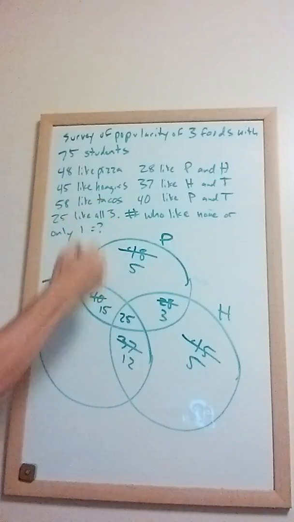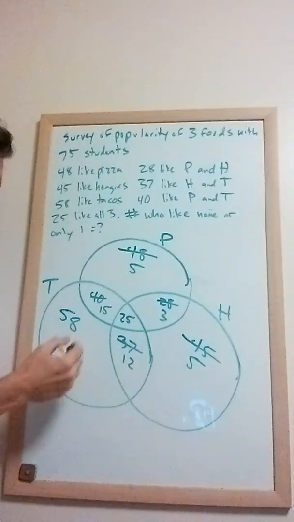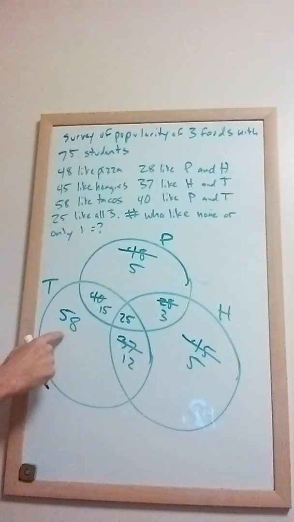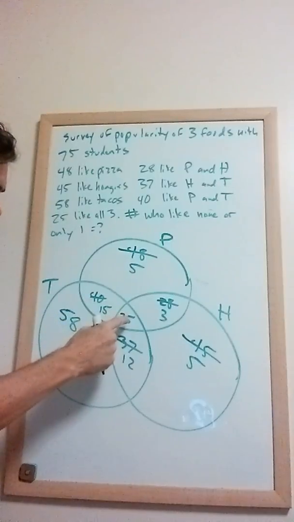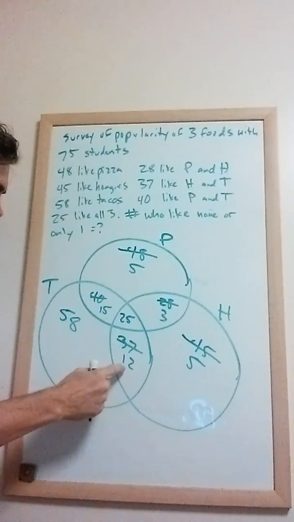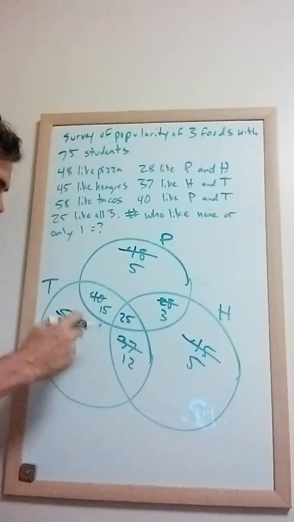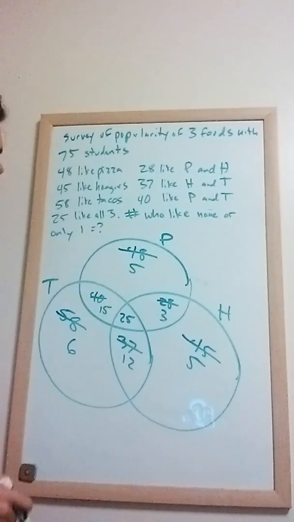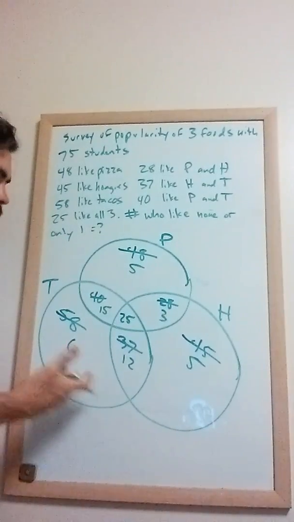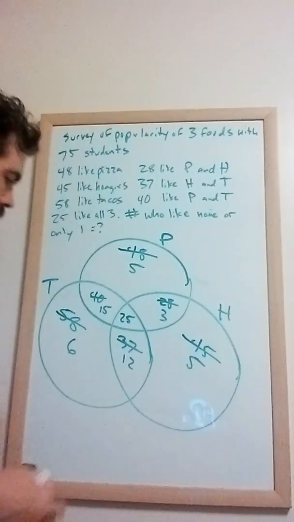Finally, the tacos. Tacos are delicious. So 58 people like those. I'm going to subtract this and this, which is another 40 plus 52. So I subtract 52 and I get 6. All right, so now every single one of these has been filled out. And now I'm just going to add these and see what I get.